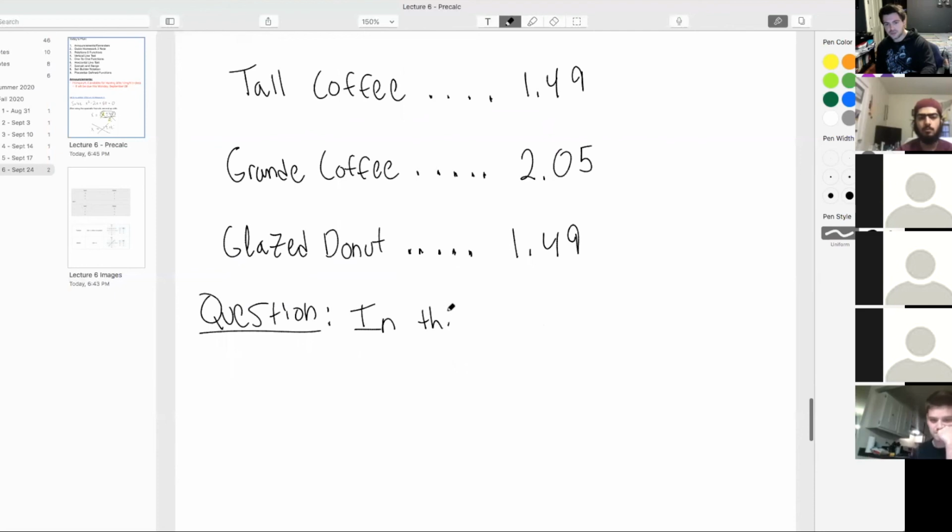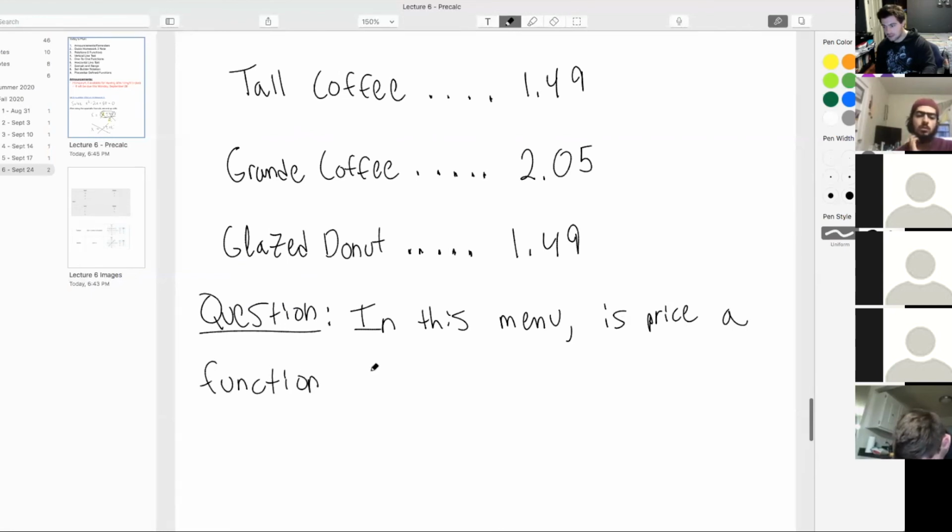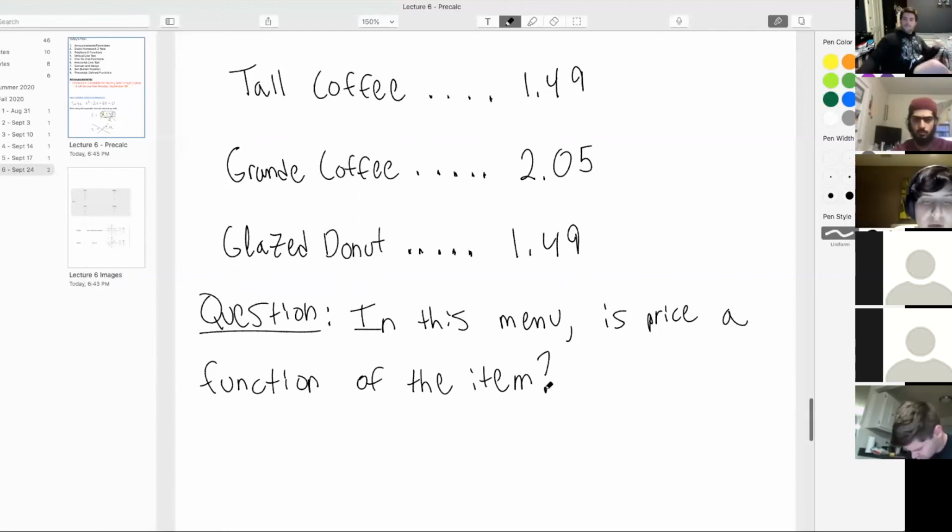So in this menu, I have two questions for you. Here's the first one: in this menu, is price a function of the item? Okay. Is price a function of the item? No.